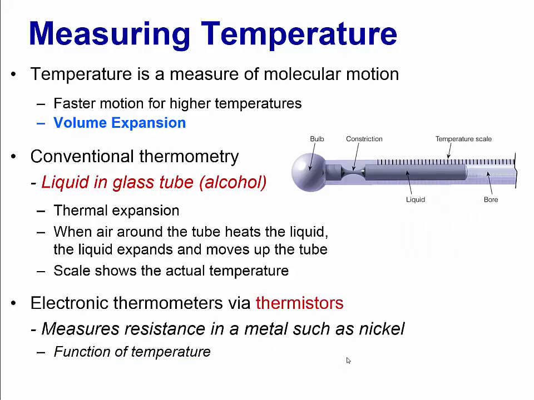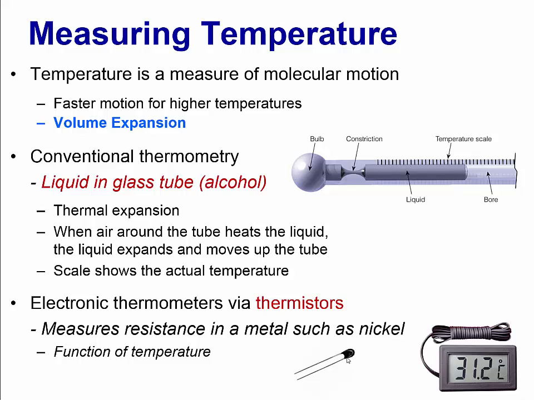Electronic thermometers work a little differently. They use thermistors, which are a little piece of metal, usually nickel, wrapped in a protective coating. And the resistance that's measured across the metal will actually change as a function of temperature. So as the temperature changes, we can measure that resistance difference and then convert that signal to a digital readout.